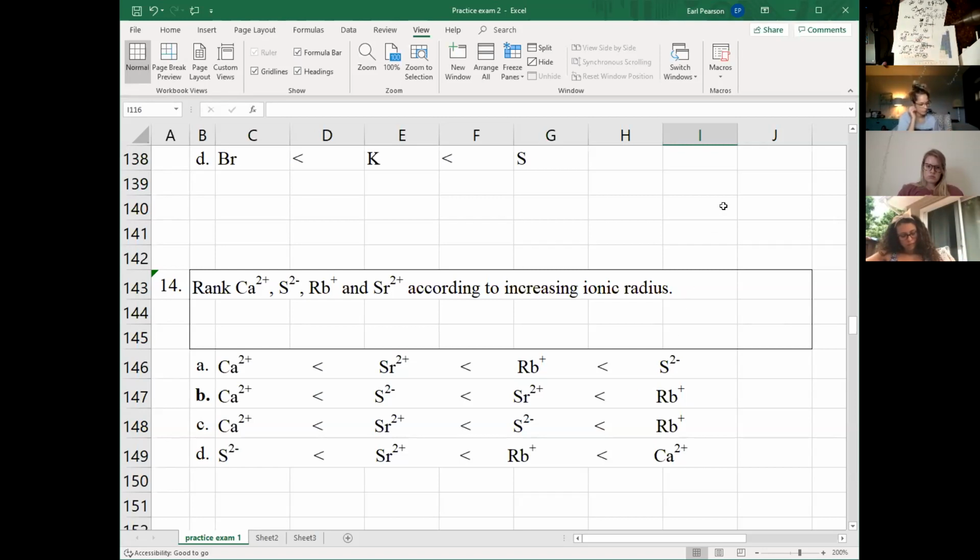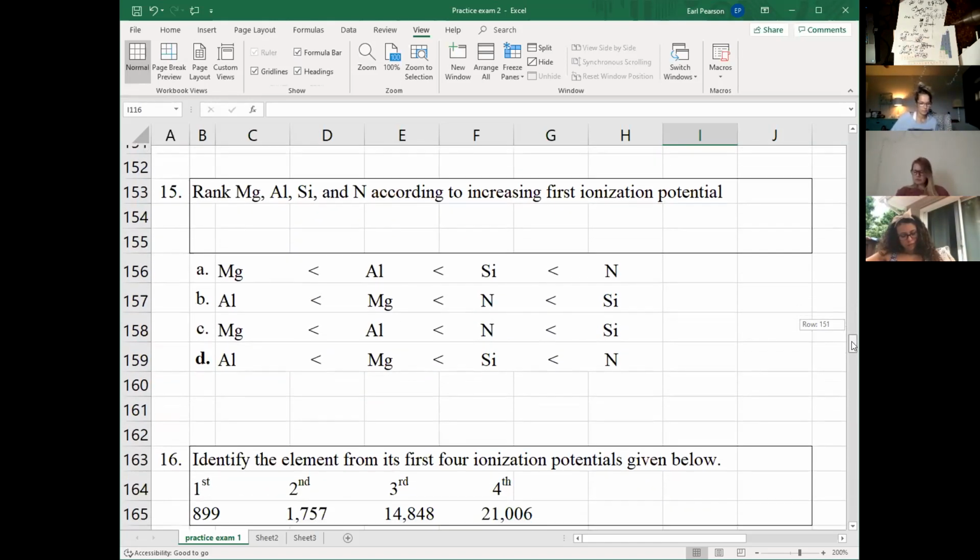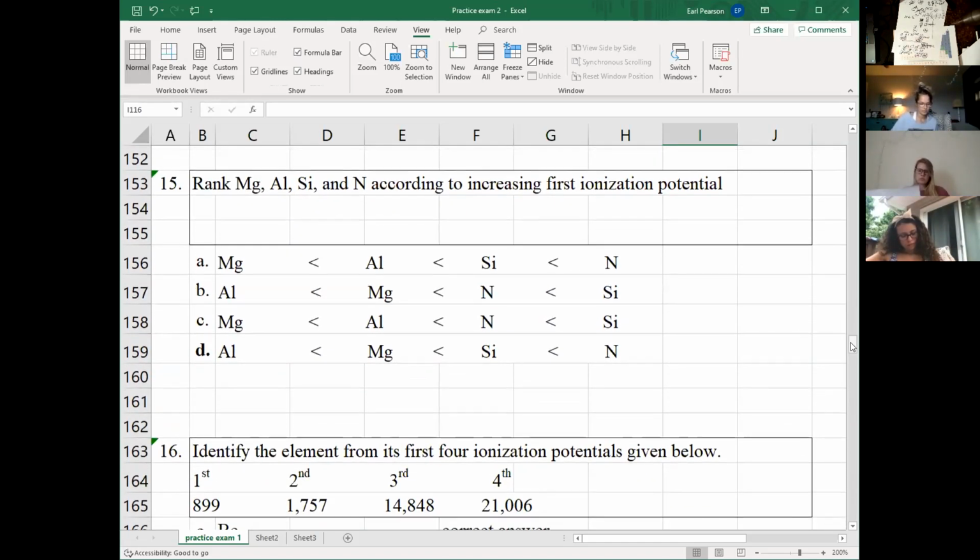Okay. All right, let's go on down. Let's see what we got next. Aluminum, magnesium, silicon, and we're looking at first ionization potentials.